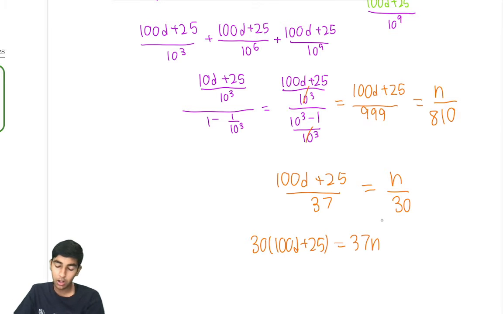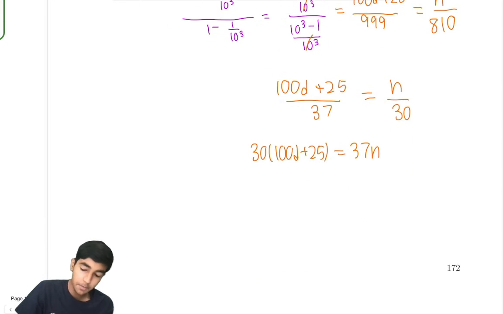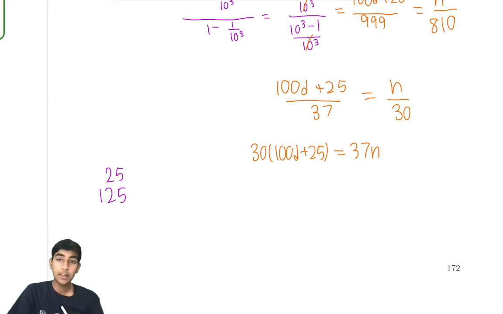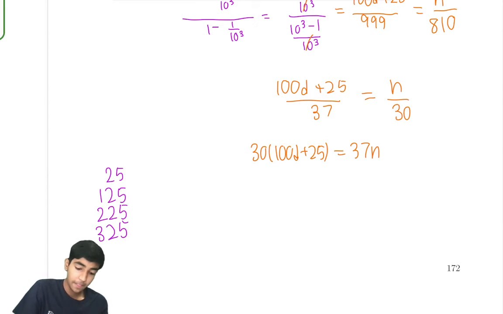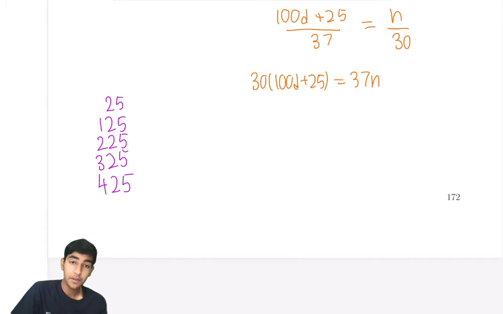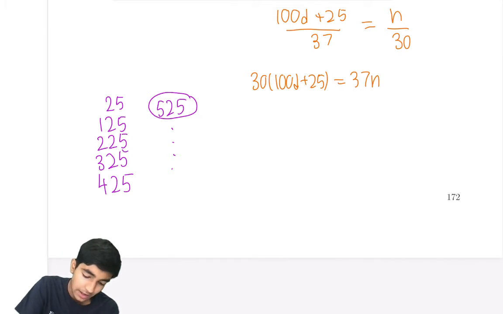Aha, the right side is a multiple of 37, which means the left side also has to be a multiple of 37. So now we can just try all the values of d from 0 to 9: 25, 125, and remember, we need it to be a multiple of 37. Right side's a multiple of 37. Left side, we need 100d plus 25 to be a multiple of 37. 125, 225, 325, 425, 525, and from here, we can notice that 525 is divisible by 37.